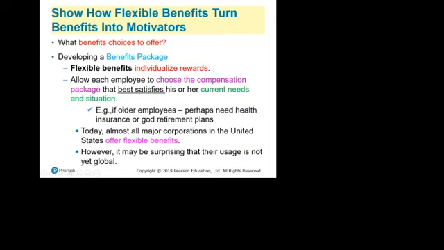So for the company to choose which package is suitable for the employees, let them decide which compensation package can best satisfy them. Just provide alternatives and then let them decide. Today, almost all major corporations in the United States offer flexible benefits. That means they do not choose the benefit for the employee. Instead, employees themselves choose the benefit package that best satisfies them. However, the usage of flexible benefits is not yet global. Not many companies are providing flexible benefits to their employees, only a few, sometimes because the law requires them to. Without the law, maybe they would not feel responsible enough to provide them.